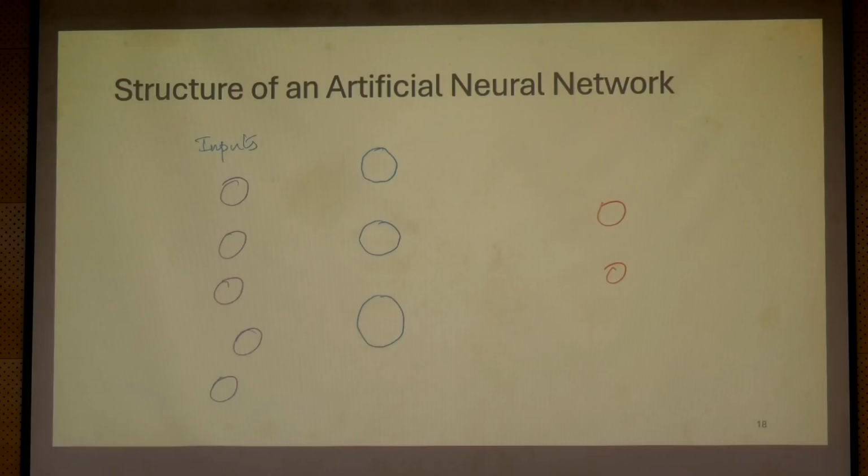A neural network is something like this. So you will have one layer of inputs, one layer of outputs, and in between there will be a layer comprising multiple neurons. And this layer is usually called the hidden layer. So the hidden layer is the layer in which we have artificial neurons.